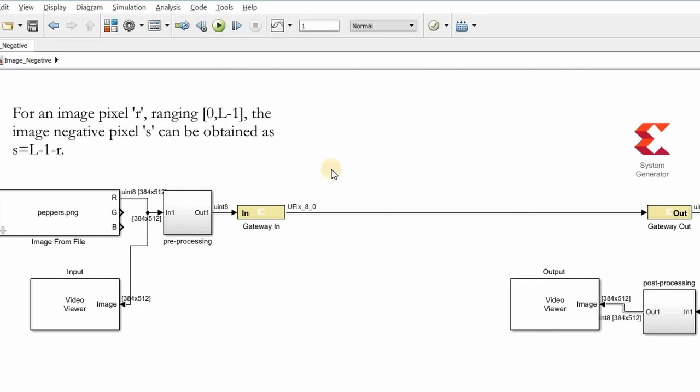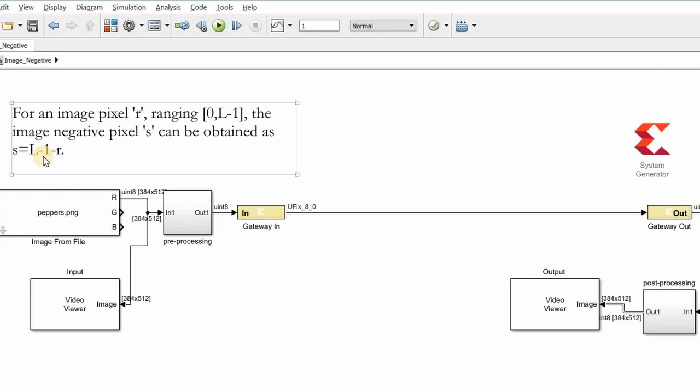Now to implement the image negative model, we need to add some blocks which satisfy this equation, S equal to L minus 1 minus R. So this is our R. From the gateway block we'll have the input pixels representing R, and the output of the gateway block are the pixel values representing S. So inside the gateway blocks we need to add System Generator blocks so that we can implement L minus 1 minus R. As the equation suggests, we need two AddSub blocks, one for L minus 1 and another for L minus 1 minus R.